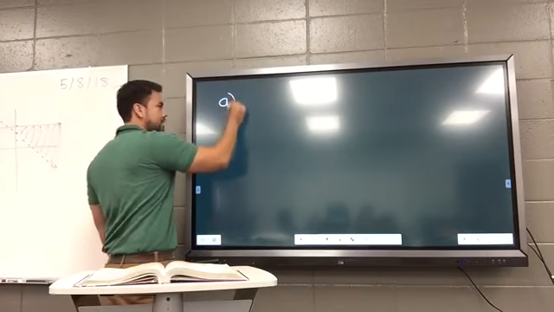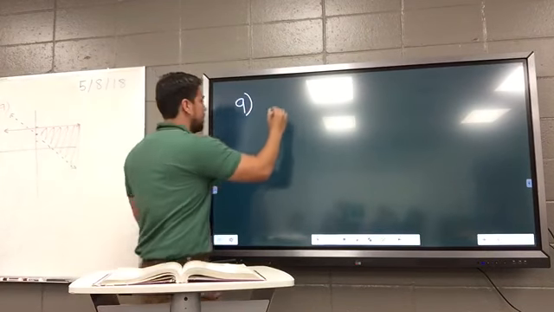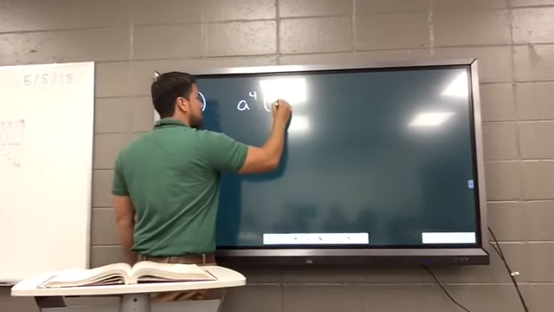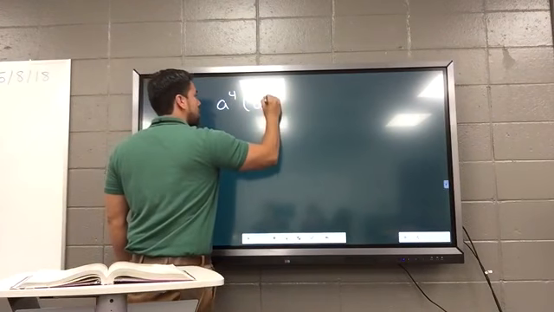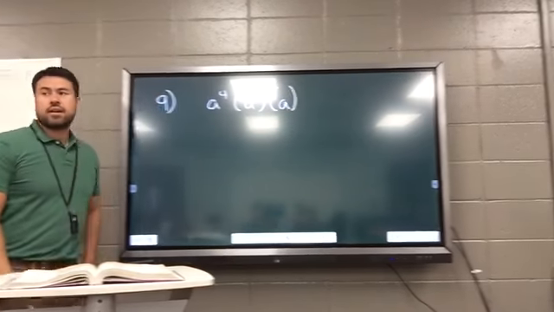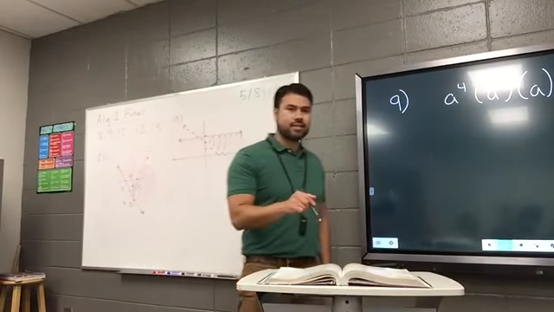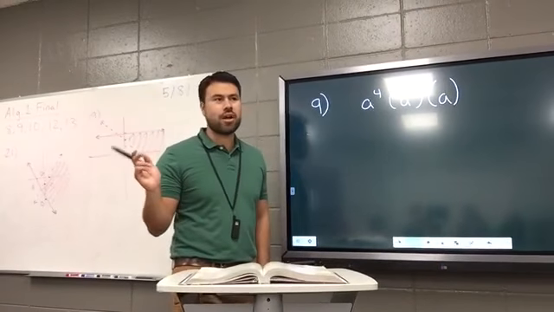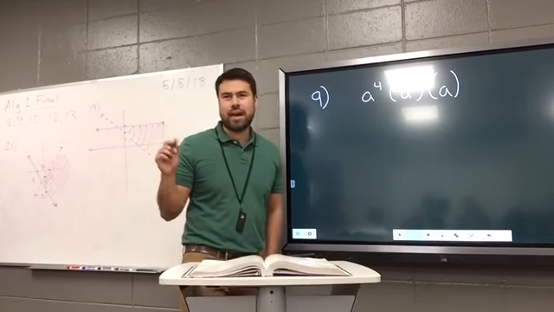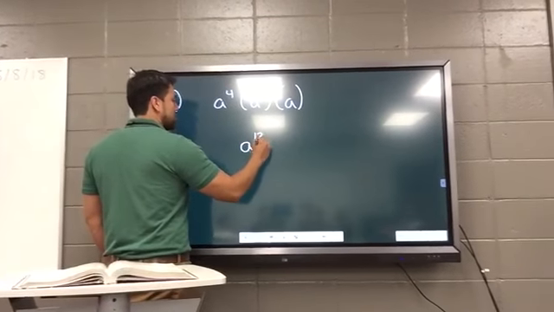So number 9, we get... okay. Somebody tell me what they got, and then we're going to see why you got that. So who got something and they're pretty confident about it? Matt. I got a to the 12. A to the 12. Okay.